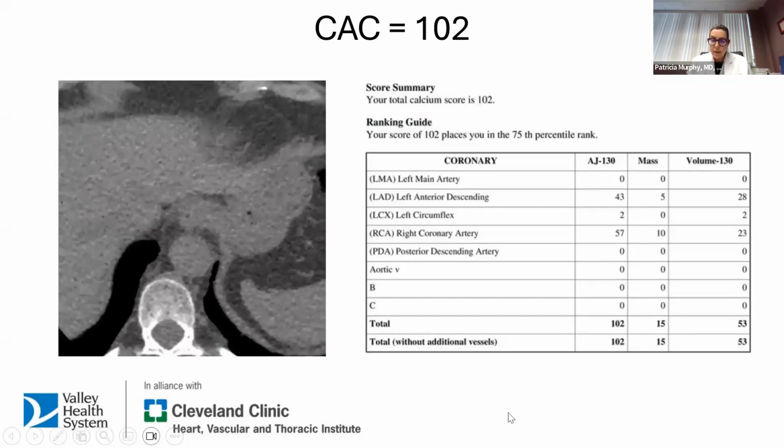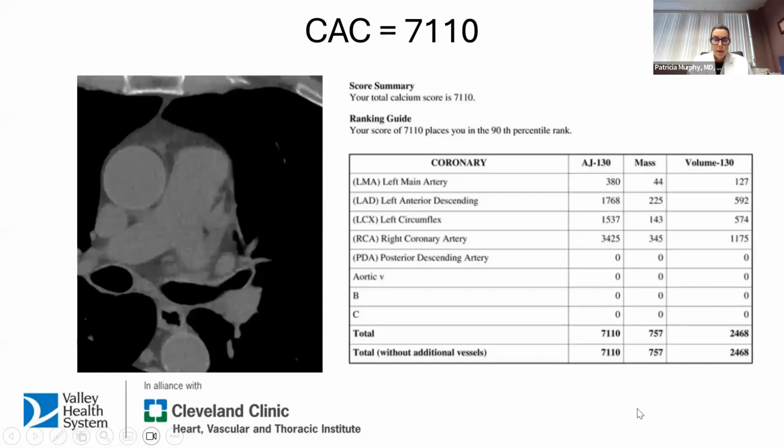And I'm sure you've all guessed that the next one is someone with even more. This person has a score of 7,110 in the 90th percentile rank. This person has calcium in the left main artery, that branch that immediately divides into the left anterior descending and the circumflex.